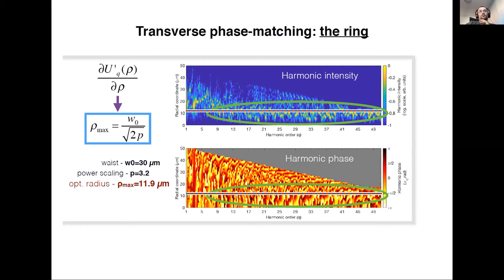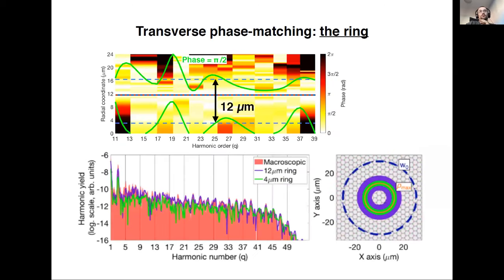Now we have calculated the center of the ring, but as we saw before, it seems like there are more radii where the harmonic intensity is high and the phase is almost constant. So, trying to figure out the width of the ring, we first looked at the phase distribution, but this time with respect to the ring phase, that phase from here. And we used just those harmonics where in the macroscopic spectrum we saw a clear peak. So the addition was constructive. Also, we calculate the ring emission for different widths.